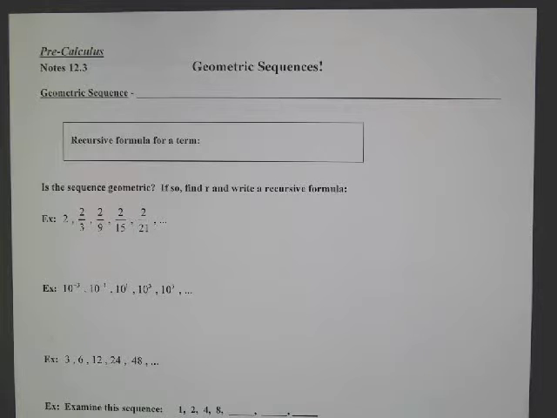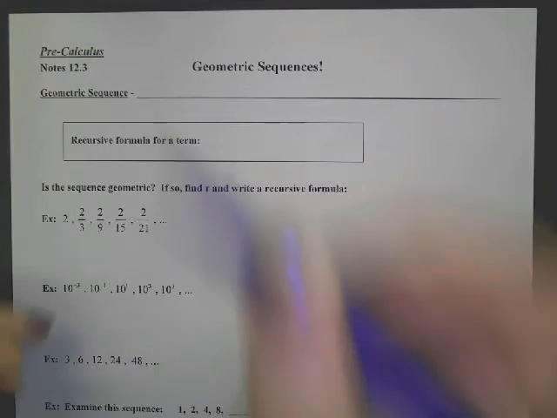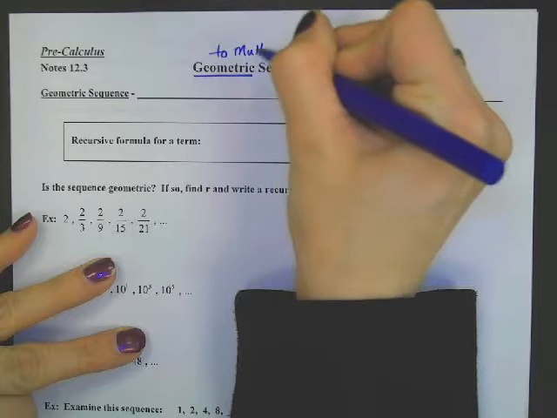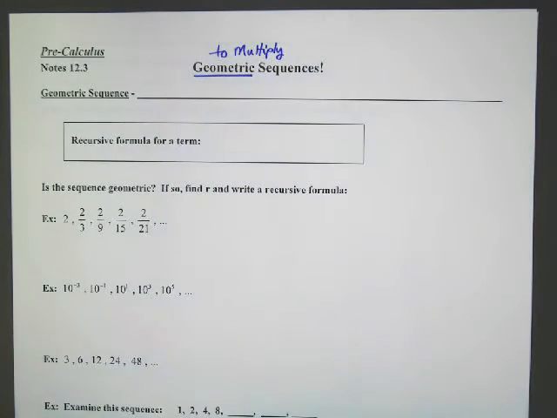So now that we've studied arithmetic sequences, let's take a look at geometric sequences. Whenever it says geometric, that means to multiply. So we're not going to add something, we're going to multiply by something.